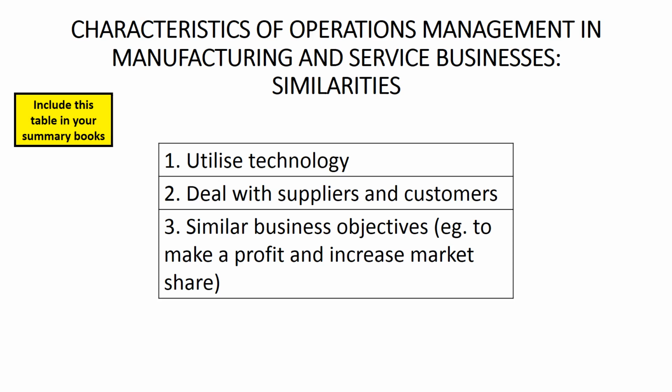The third similarity is that both manufacturing businesses and service businesses have similar business objectives. For example, to make a profit, to increase sales, to increase market share, to achieve social objectives, and to meet shareholder expectations. In both cases, effective operations management, as we've seen, will contribute to the achievement of these business objectives.